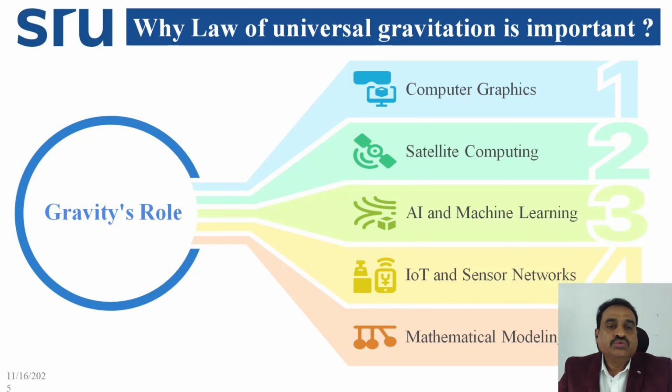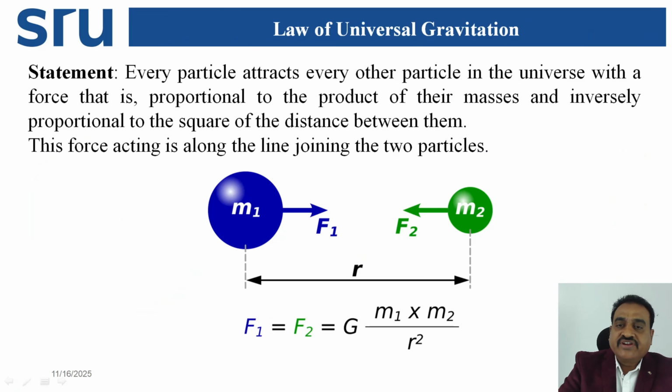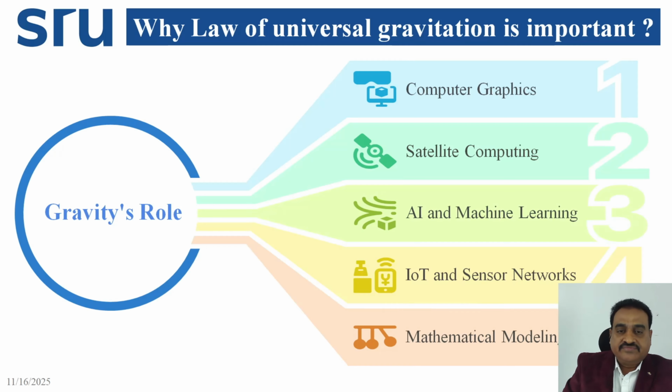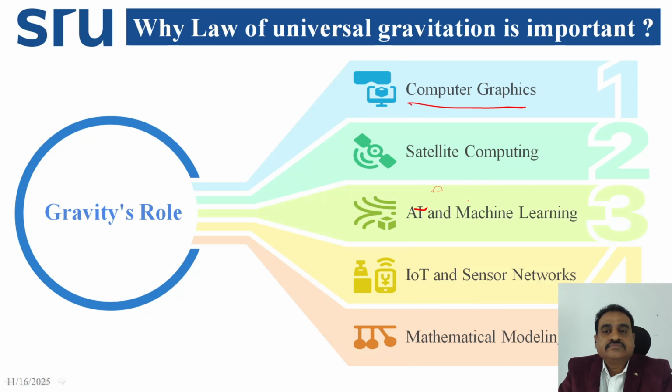So, why is the law of universal gravitation important? The gravitational law is used in computer graphics, and it is also used in satellite computing, artificial intelligence and machine learning, IoT, sensor networks and mathematical modeling.